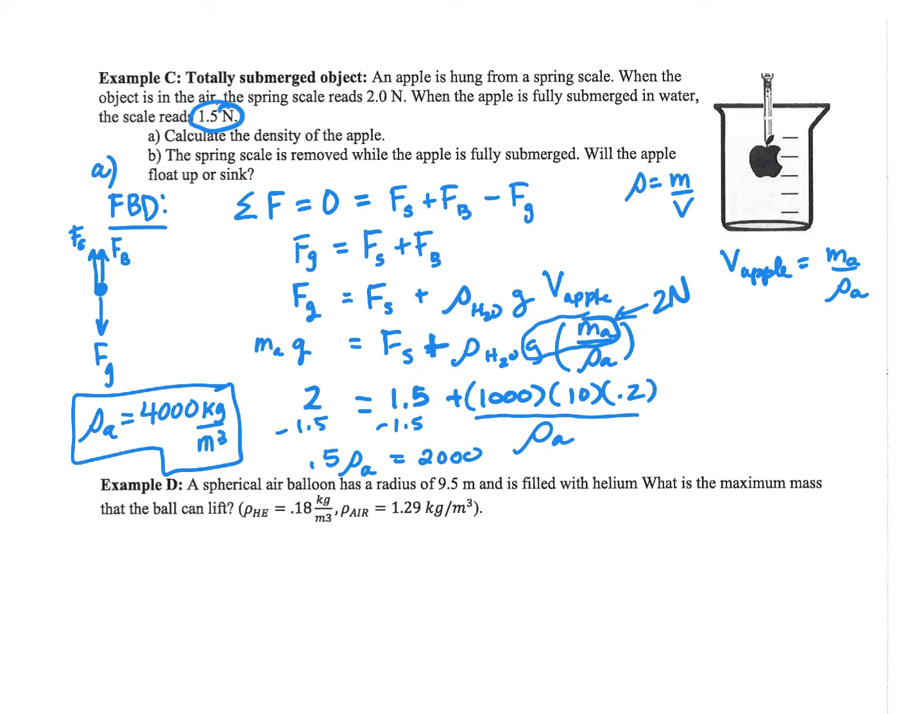Okay, so part B says, the spring scale is removed while the apple is fully submerged. Will the apple float up or sink? So part B says it will sink because the density of the apple is greater than the density of the water. Okay?